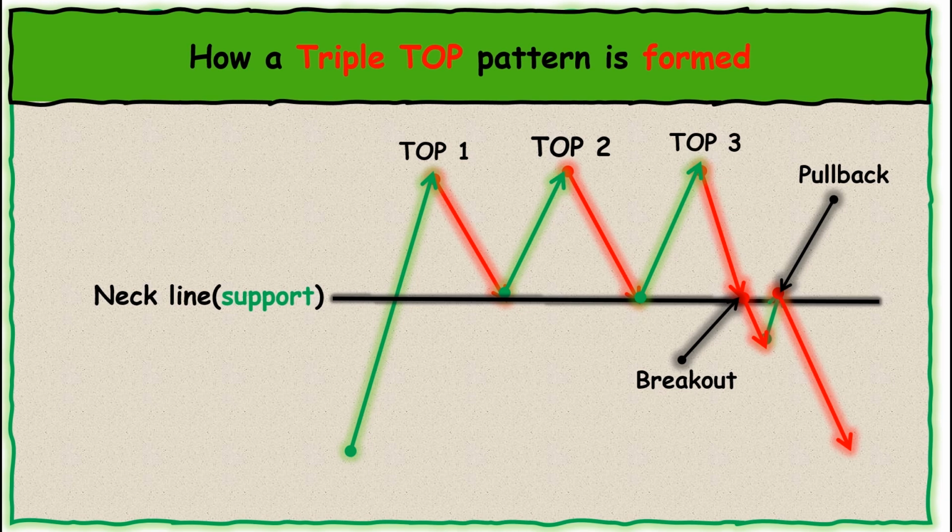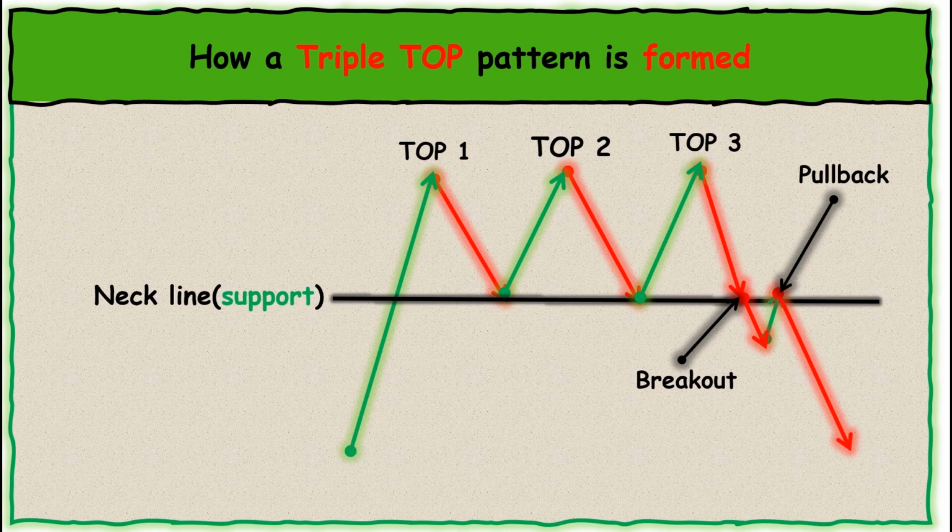The three peaks are roughly equal in height and are spaced. The time between the peaks ranges from a few weeks to several months. The volume pattern typically diminishes with each successive peak. The decreased volume shows waning buying pressure as the tops form. After the third peak, volume picks up as sellers take control and drive the price below support.